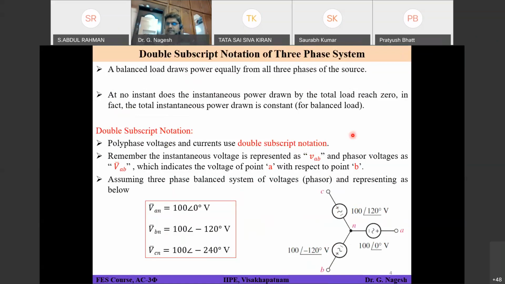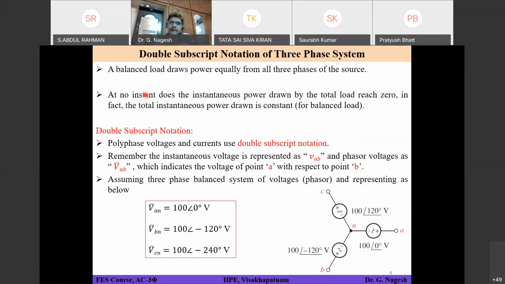So a balanced source is what we have just seen. If a balanced load is connected to a balanced source, then the power drawn by each phase is going to be the same. So all three phases will draw the same amount of power.